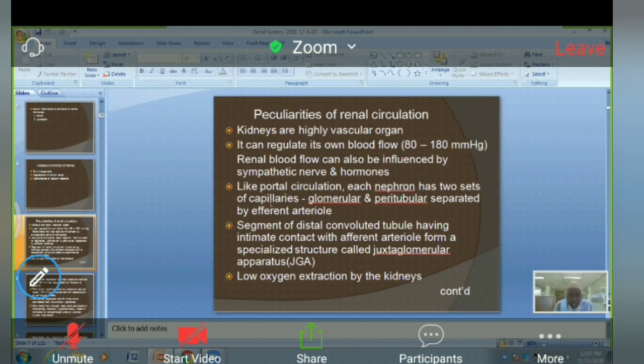Portal circulation: the kidney has some similarities to portal circulation. A portal circulation has two sets of capillaries, and the nephron, the structural unit of the kidney, has two sets of capillaries: glomerular and peritubular capillaries. Peritubular means these capillaries surround the tubules of the kidneys. And these glomerular and peritubular capillaries are connected by efferent arterioles.